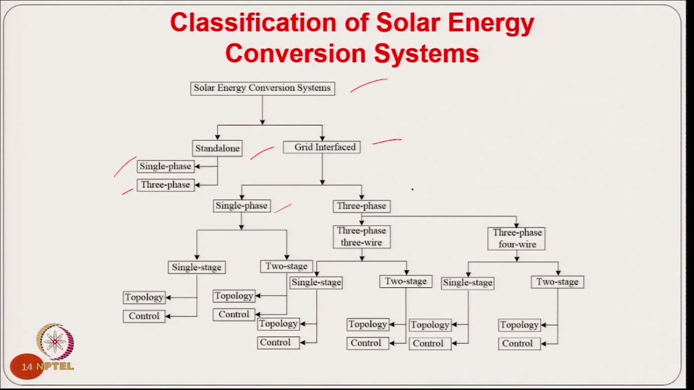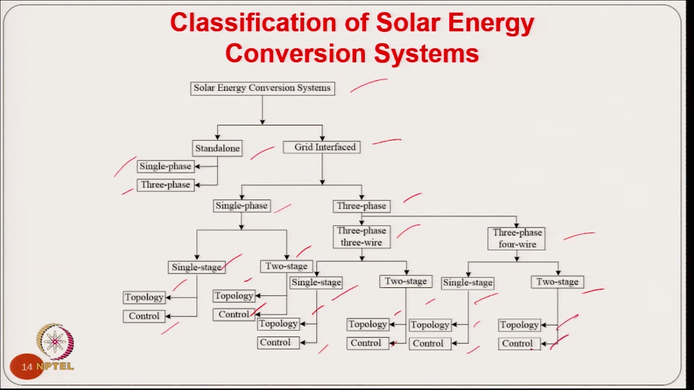So, you can again have a classification of single phase and 3 phase, and you can have single stage and 2 stage. We will discuss what is single stage and 2 stage. Then you can think about the topology classification and the classification based on the control. When you come to a 3 phase system, you can have a 3 phase 3 wire, with single stage or 2 stage, with topology and control. And we also talk about 3 phase 4 wire, which is of course the distribution system. So, we can have single stage and 2 stage with topology and control configuration for this.